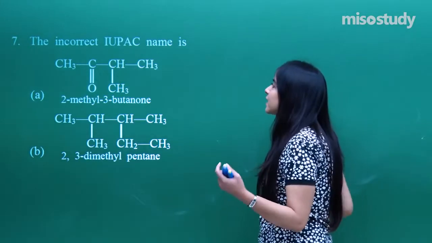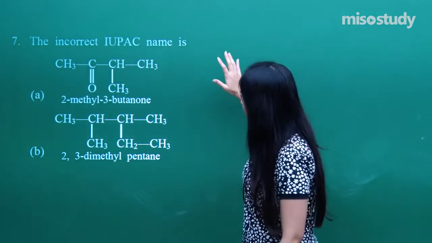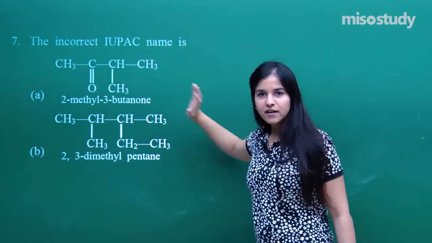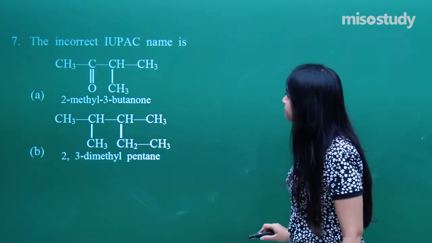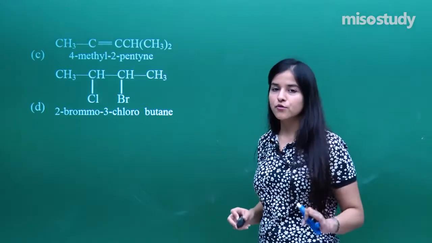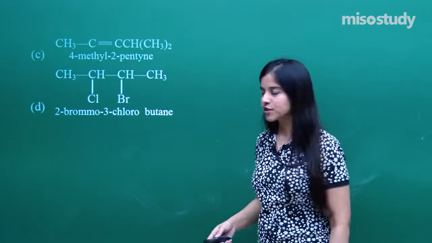Now again I need to check for the incorrect IUPAC name. So what do you see over here? I've got 2 options. Just observe this carefully. Next is another 2 options I've got. That means 4 options, and out of the 4 we need to check. So let us just start from the bottom.